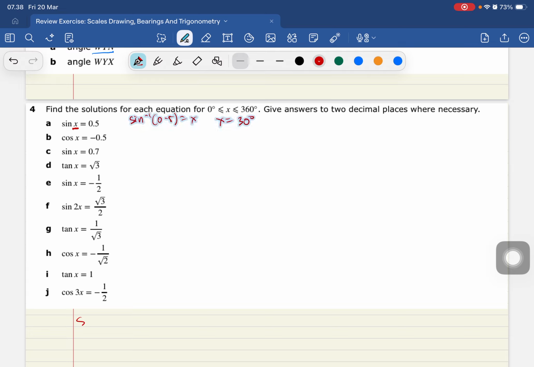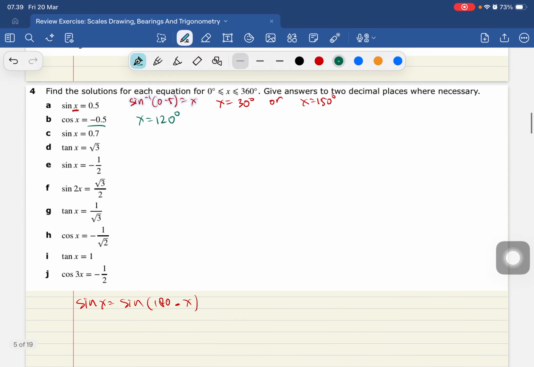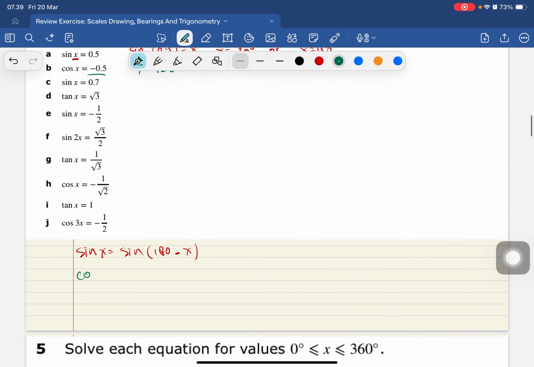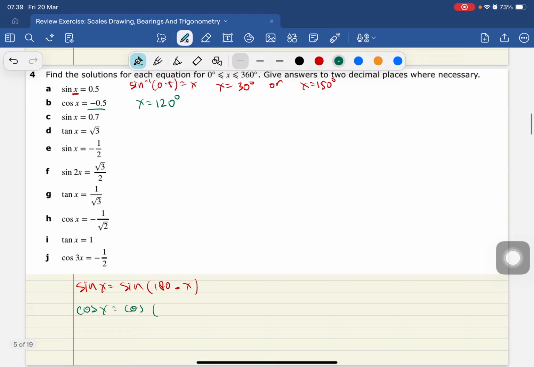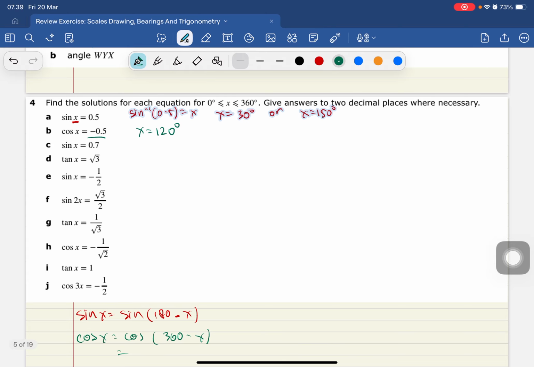As we remember for the sin, sin x equals sin of 180 minus x. So if the x is 30, then 180 minus 30 equals 150 degrees. Now you also use a calculator. So we got x equal to 120 degrees. And another x, for cos x equals cos of 360 minus x. So the first x is 120, so the next is 360 minus 120. So x equals 240.